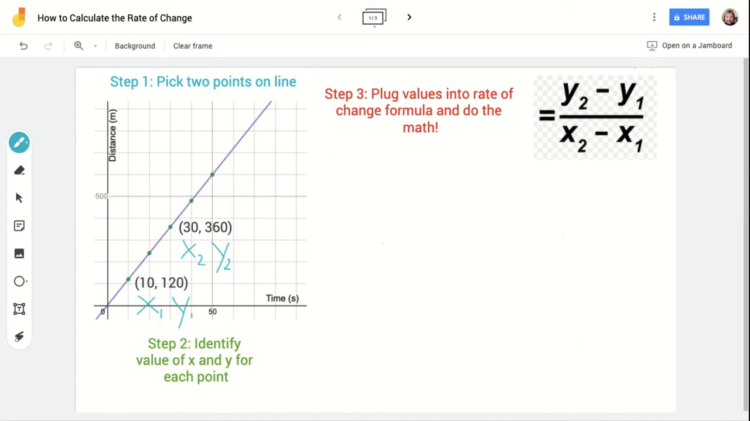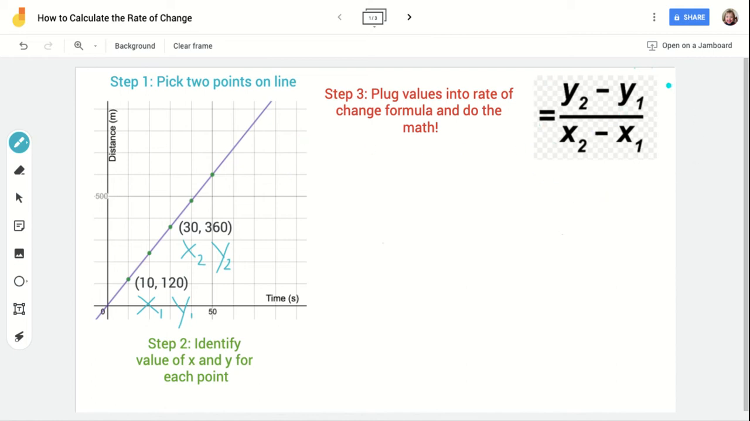The rate of change formula tells us that the rate of change can be calculated by finding the difference, or the change in y, and dividing it by the change in x. And to find the change in y, you're going to take the y value from the second point and subtract the y value from the first point. To find the change in x, it's the x value from the second point minus the x value from the first.